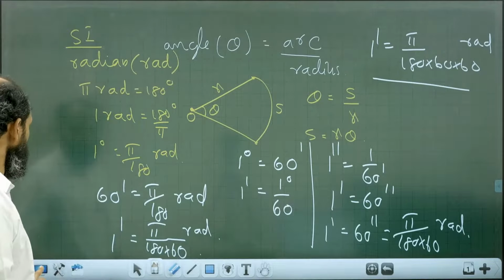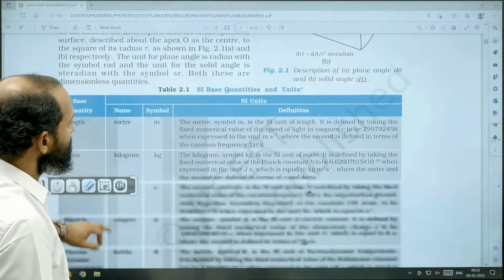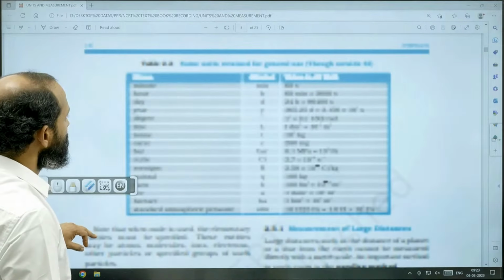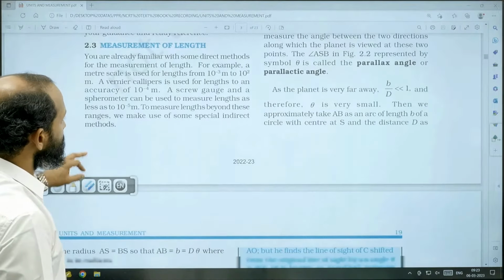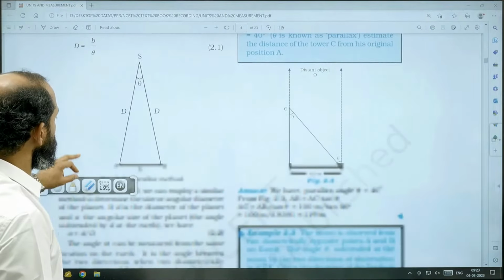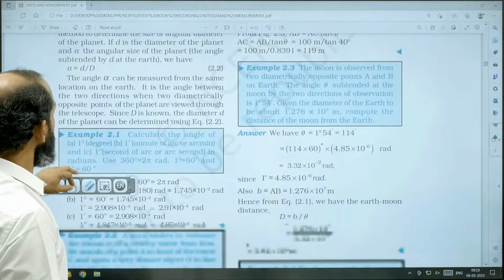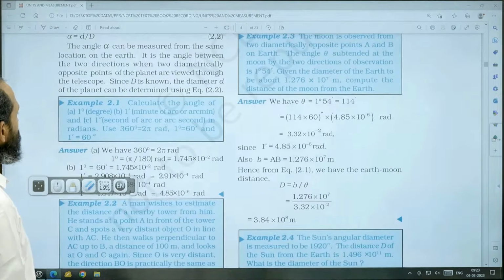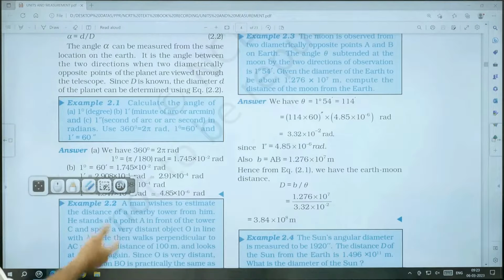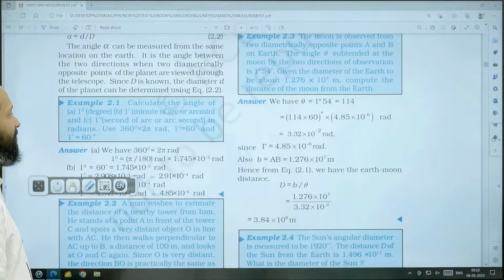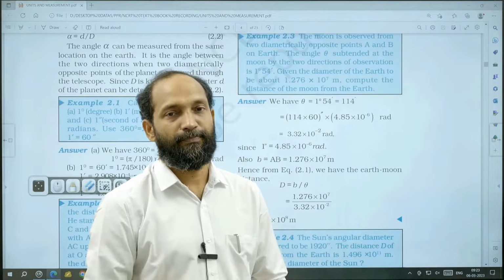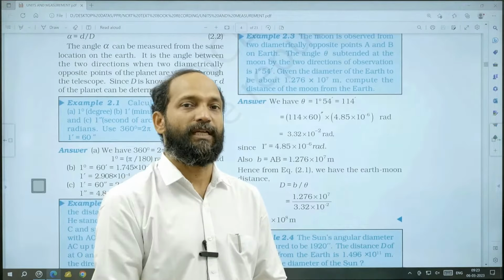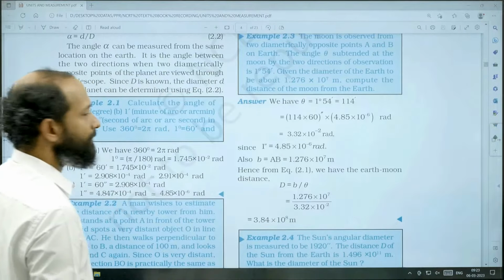Let us see that in our textbook. Many problems are based on that. Let us check a few more situations. Here it is mentioned in solved example 2.1: calculate the angle of 1 degree, 1 minute, 1 second of arc, sometimes called an arc second, in radian. In the 2020, 2021 mains papers, all these arc second problems were asked. So that is important for competitive examinations also.